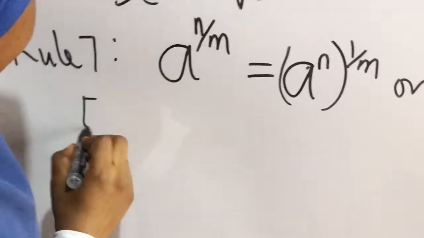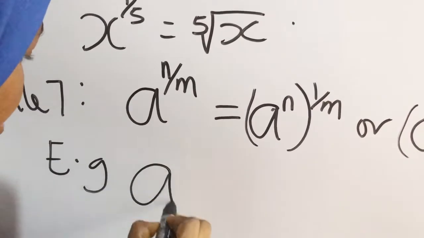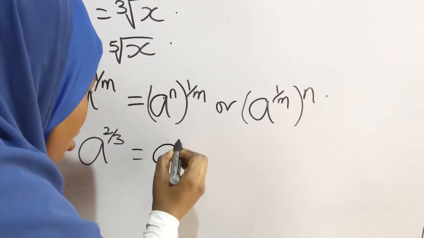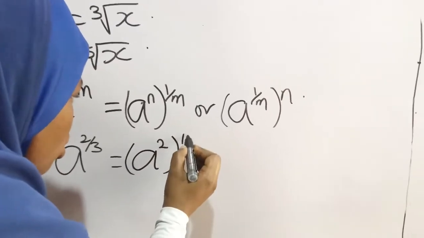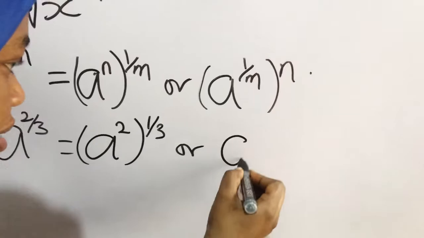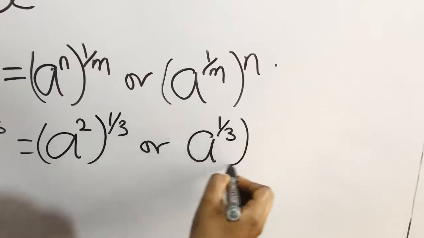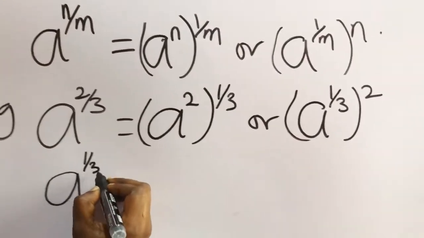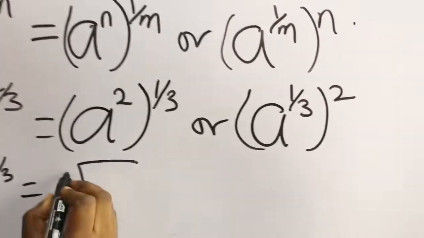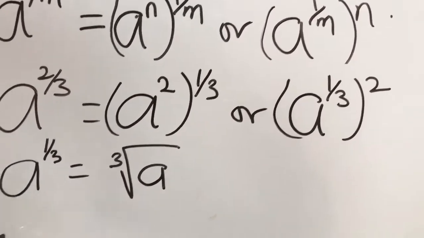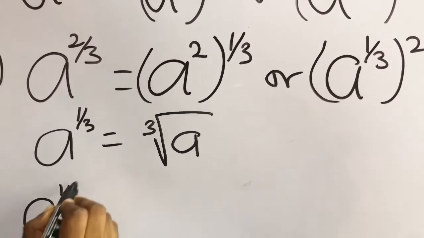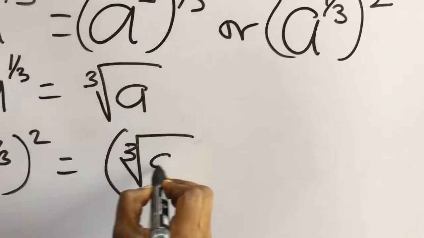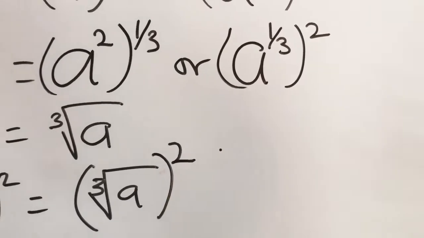So for example, a raised to the power of 2 over 3 will be equal to a raised to the power of 2 multiplied by 1 over 3, or you can say that a raised to the power of 1 over 3 multiplied by 2. And recall that a raised to the power of 1 over 3 is equal to cube root of a. So it means that a raised to the power of 1 over 3 multiplied by 2 will be equal to cube root of a, then you are going to square it. So that's how to do that one.